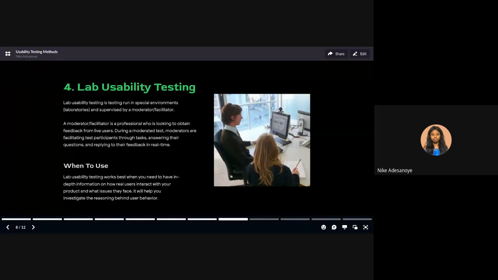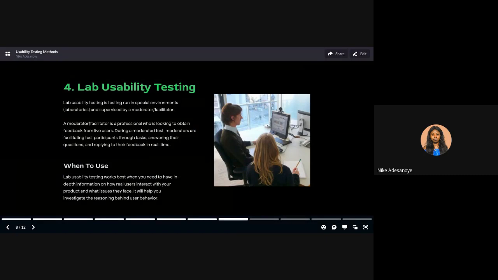Okay, so lab usability testing. I want to call lab usability testing moderated usability testing. And I think this is what most of us are used to, most people that conduct usability testing, let me put it that way. The lab one, which is the moderated and the unmoderated, right? And this is run in a physical setting, unlike the guerrilla testing where you do it in a random place.